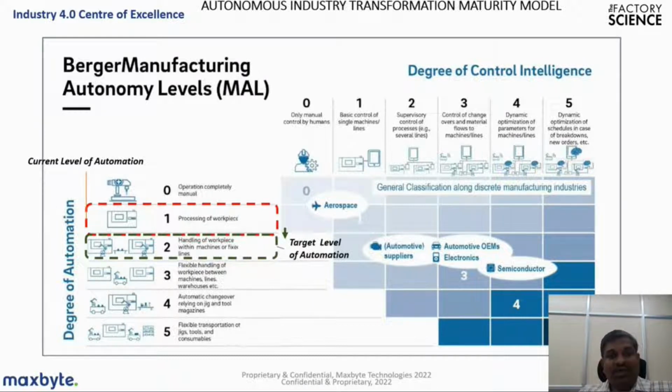And coming to Berger's manufacturing autonomy model, this is actually a benchmark where we can have the levels of automation defined.